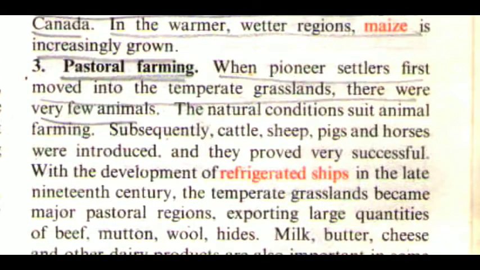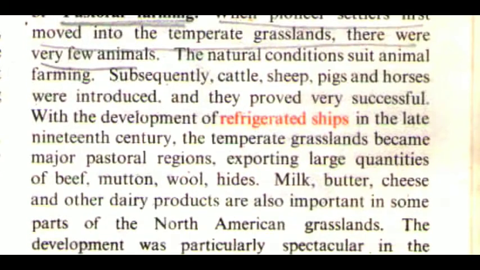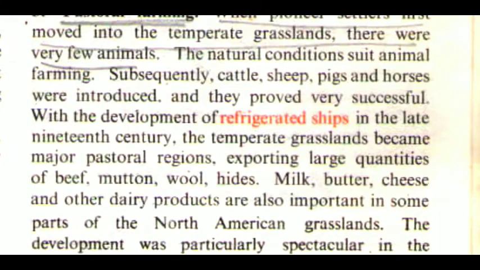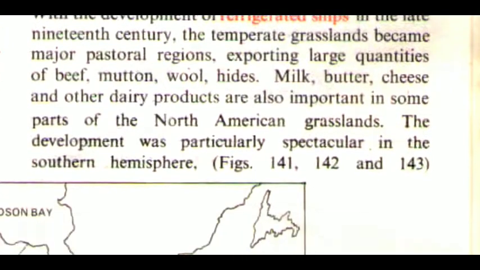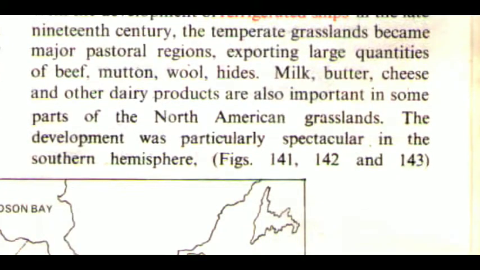The third one is pastoral farming. When pioneer settlers first moved into the temperate grasslands, there were very few animals. The natural conditions suit animal farming. Subsequently, cattle, sheep, pigs, and horses were introduced and they proved very successful. With the development of refrigerated ships in the late 19th century, the temperate grasslands became major pastoral regions, exporting large quantities of beef, mutton, wool, and hides. Milk, butter, cheese, and other dairy products are also important in some parts of the North American grasslands. The development was particularly spectacular in the southern hemisphere.